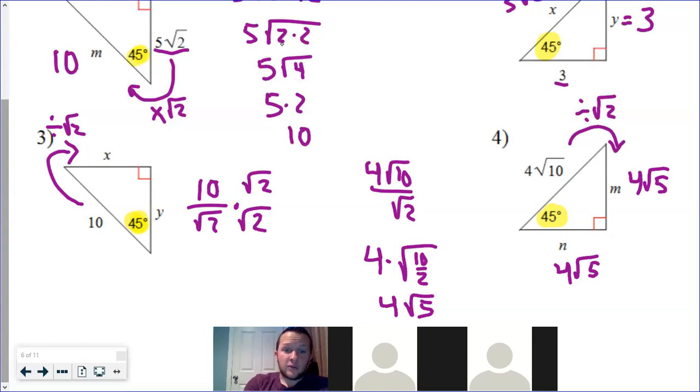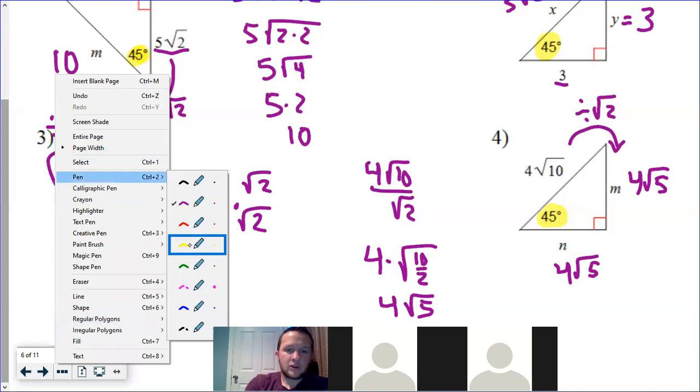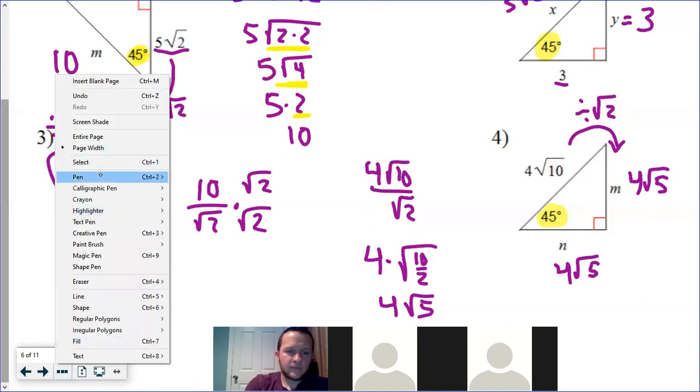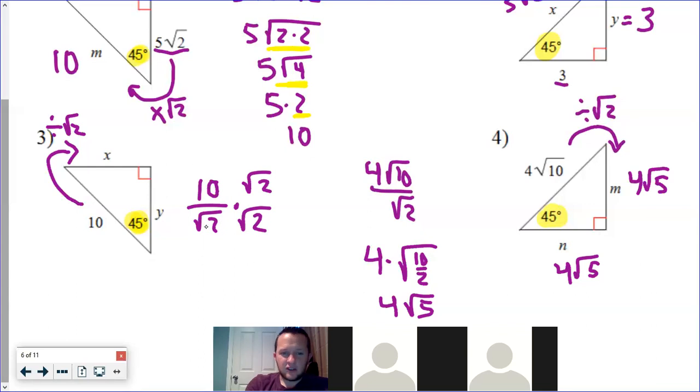Now, we saw from up here that if I take the square root of 2 and I times it by the square root of 2, that's going to turn into the square root of 4, which is going to turn into 2. Okay, so long story short here is when I do 10 over the square root of 2 and I times it by the square root of 2 over 2, in the bottom, this will turn into the square root of 4, which is 2.